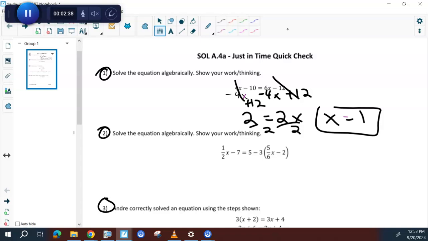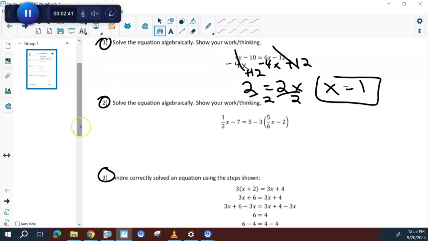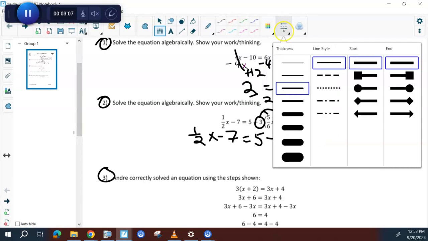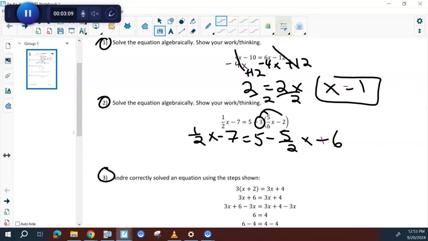Okay, number 2. Similar, but had more fractions. We can distribute the negative 3 to both of those, either algebraically or using your calculator. So we get 1/2 x minus 7 equals 5 minus, this would be 15, negative 15 over 6. Divide both of those by 3 to get 5 over 2x. And then negative 3 times negative 2 would be a positive 6. Then we could combine like terms on the same side, yes.